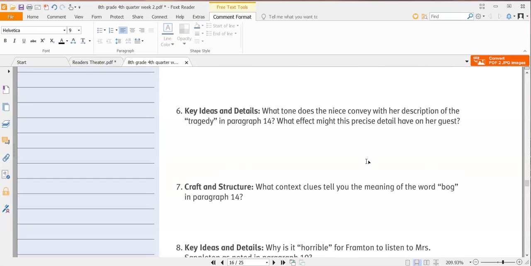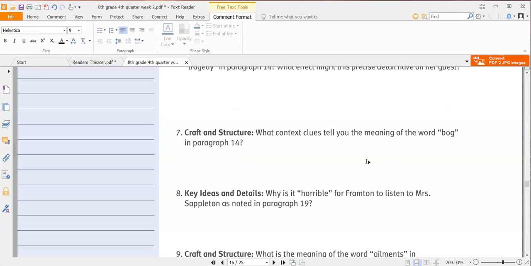For number 6, it says, what tone does the niece convey with her description of the tragedy in paragraph 14? What effect might this precise detail have on her guest? So in paragraph 14, you're going to be looking for the tragedy and then look for the tone that the niece is using. And then decide how that detail has affected her guest, how that tone has affected her guest as well. Number 7 says, what context clues tell you the meaning of the word bog in paragraph 14?